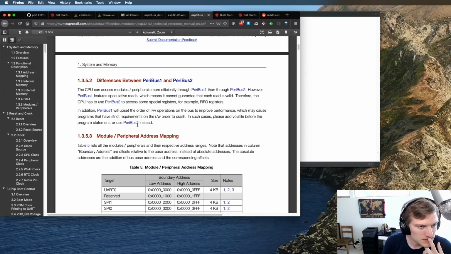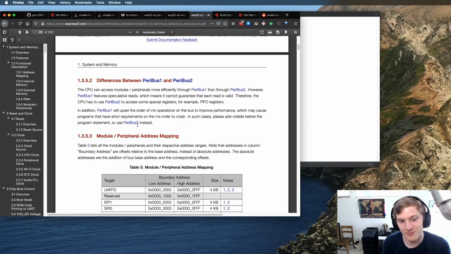So we just read this. It says, the CPU can access modules and peripherals more efficiently through peripheral bus 1. Cool, great, right? Then through peripheral bus 2. However, peripheral bus 1 features speculative reads, which means it cannot guarantee that each read is valid. So it's fast, but it may not be correct. It says, therefore, the CPU has to use peripheral bus 2 to access some special registers, for example, FIFO registers. In addition, peripheral bus 1 will upset the order of read-write operations on the bus to improve performance, which may cause programs that have strict requirements on the read-write order to crash. In such cases, please add volatile before the program statement or use peripheral bus 2 instead. Yeah, interesting, right?